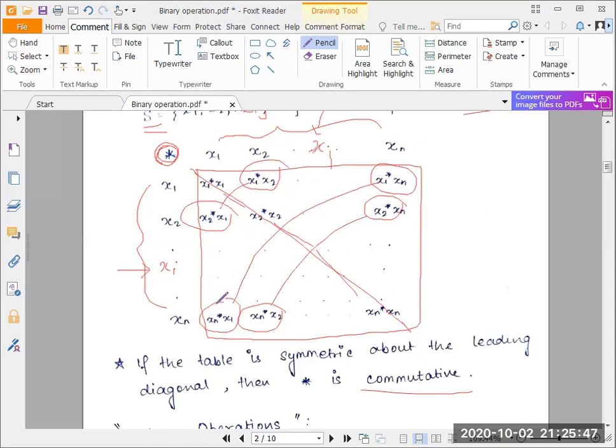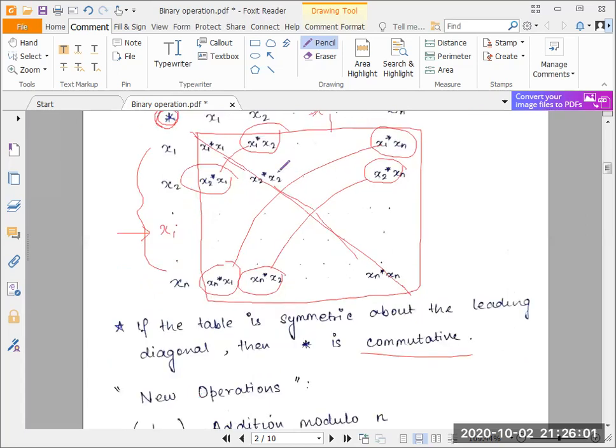So if I see that xn star x1 is the same as x1 star xn, what I can essentially say is they are commutative. So as you can see, x2 star x1 is the same as x1 star x2. So the order does not matter in which I take the operation, the resultant will necessarily be the same. So that is how I can look into the symmetry, because if the corresponding elements are identical, this triangular portion and this triangular portion will be symmetrical with respect to this diagonal, the x1 star x1, x2 star x2, x3 star x3, xi star xi, xn star xn diagonal.